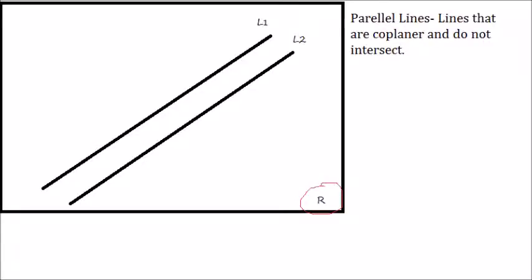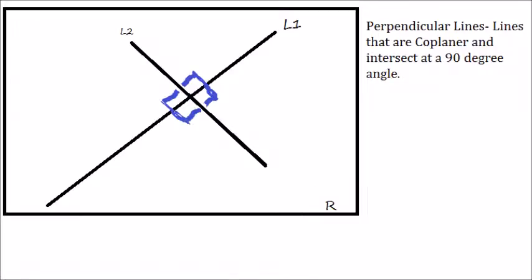Lines are coplanar, which means they are in the same plane. Keep in mind they're in plane R and that they do not intersect. So these lines can go off forever and not touch. This is in contrast to perpendicular lines, which are lines that are also coplanar but they intersect at a 90-degree angle. In other words, when they intersect, they form four 90-degree angles.